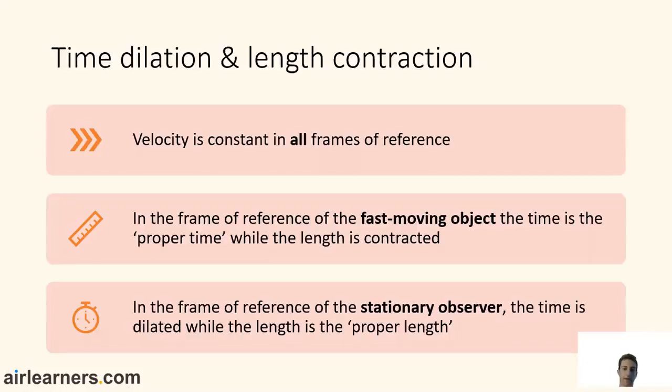In the frame of reference of the fast-moving object, the time is the proper time while the length is contracted. That is only for when they're measuring something in their own motion. And in the frame of reference of the stationary observer, the time is dilated while the length is the proper length. It is a very tricky concept to grasp. However, you can make a table that shows what measurements and what symbols are used to describe the proper time, the proper length, the contracted length and the dilated time.